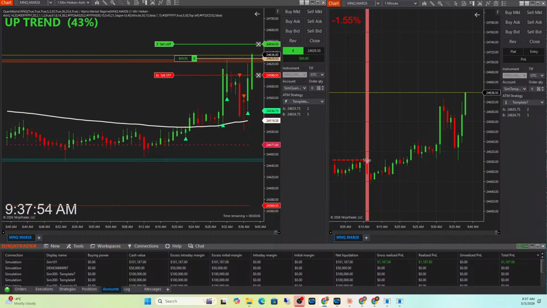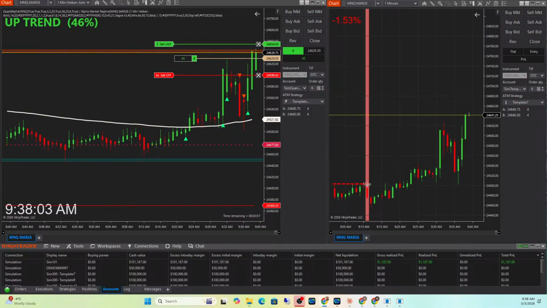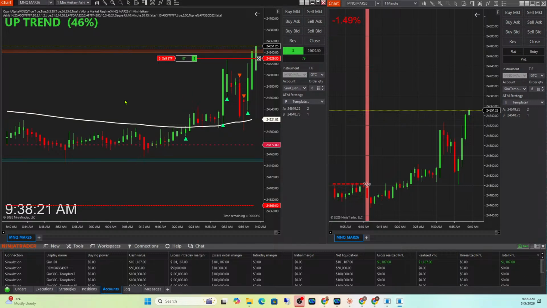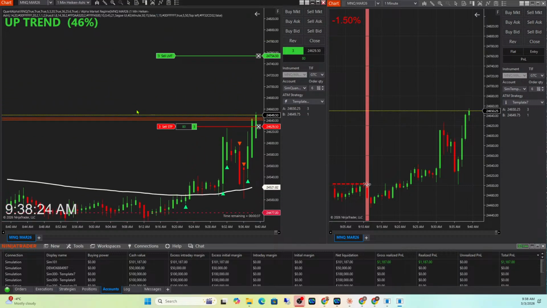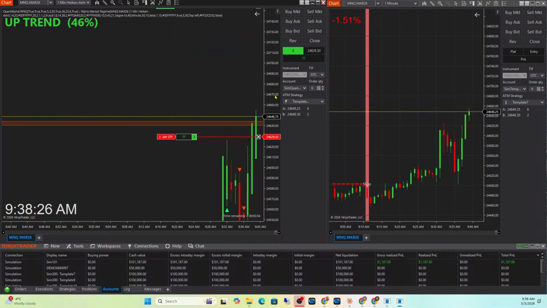We're in a trade now. Keep in mind, the first contract is 80 ticks profit. So we'll see it hit the first target. First target hit. Second contract now at break even.